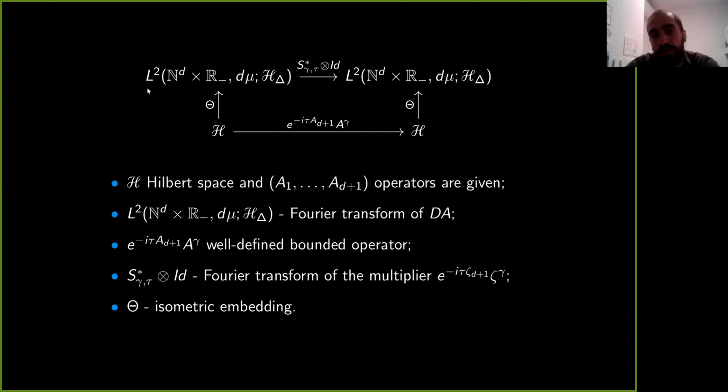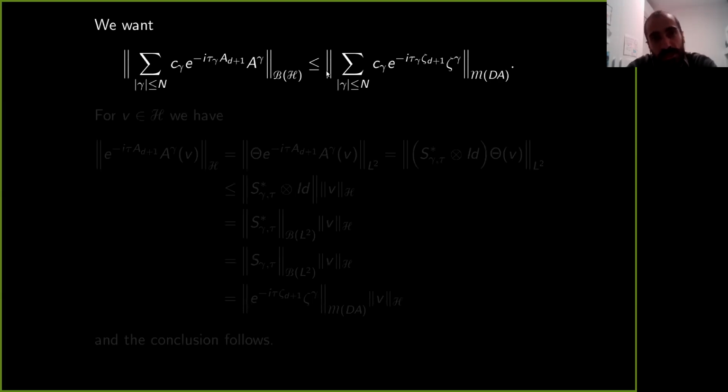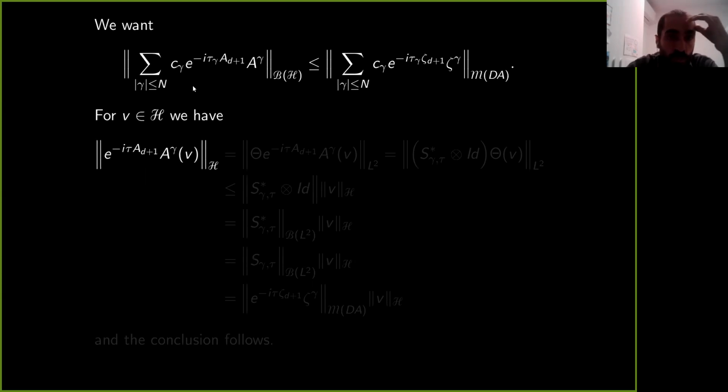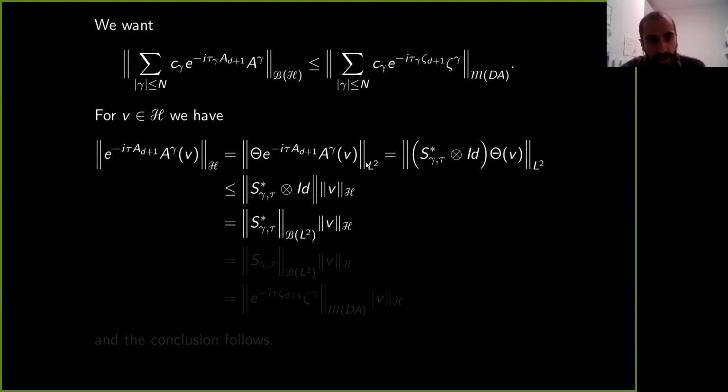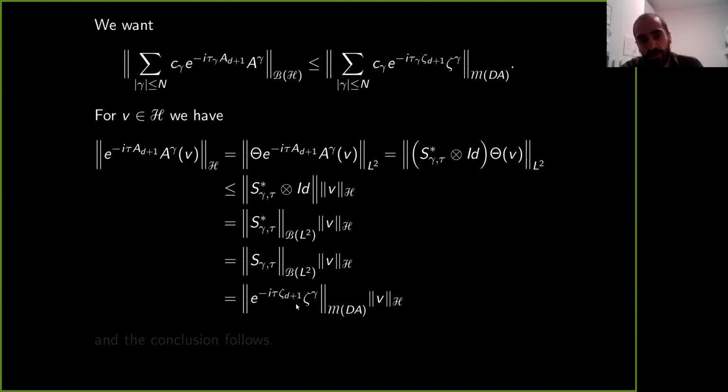Okay, and now the proof follows, because this is the inequality we want to prove. Let us forget about the sum and prove it for only one term. So we have the H norm of this object here. We use the isometric embedding, and then we use the fact that our diagram is commutative, and so on. Now we have the weighted shift, and then we use the isometric embedding theta, the boundedness of the weighted shift, and the fact that the weighted shift is unitarily equivalent to our multiplier on the Drury Arveson space, and the conclusion follows.